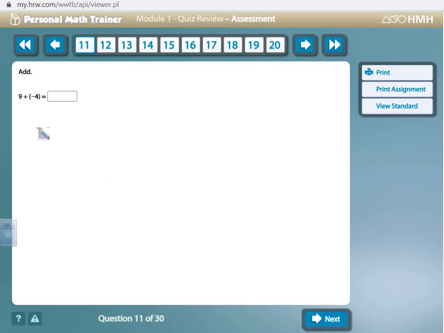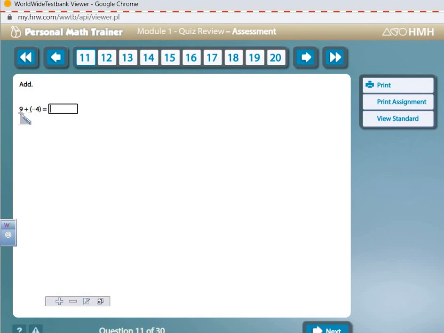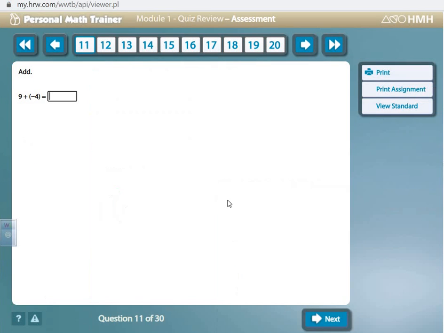Now we've got one that's different, right? We have 9 positives and 4 negatives. What do we have more of? We have more positives. How many more positives do we have? Well, let's see here. 9 minus 4 is 5, right? 9 minus 4 is 5. So the answer to this would be positive 5. Positive 5. All right, moving on.